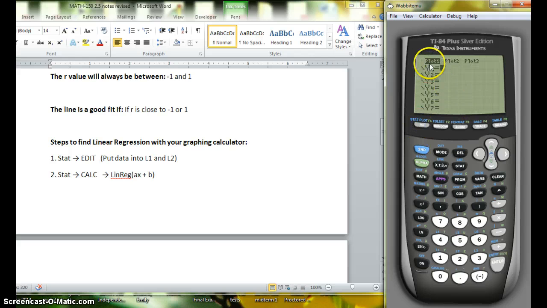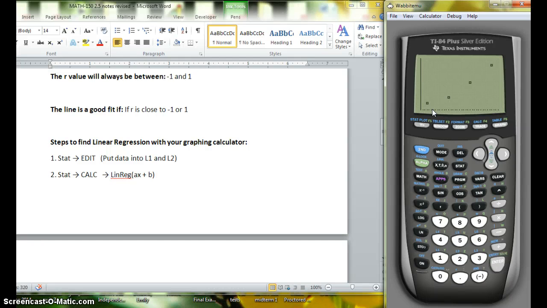Okay, now if you want to see this, hit y equals and make sure your Plot 1 is on. If that's not on, just go up and hit enter. Then I'm going to hit zoom. I'm looking for the one that says zoom stat. Hit enter. Okay, here are our points, and you can see they kind of make a straight line.